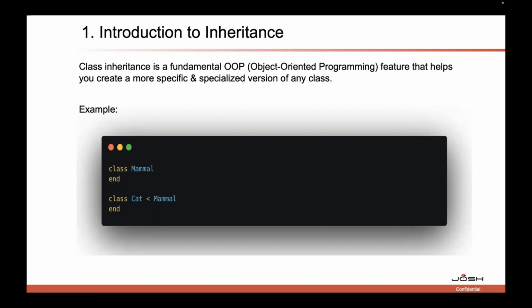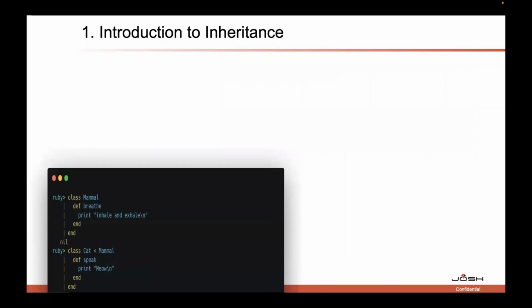Regarding types of inheritance, I think Ruby has only one type of inheritance, that is multi-level inheritance. You cannot do multiple inheritance here. You cannot inherit two classes, you can only inherit one class at a time. So this is basically the syntax of inheritance. We'll go further and see.